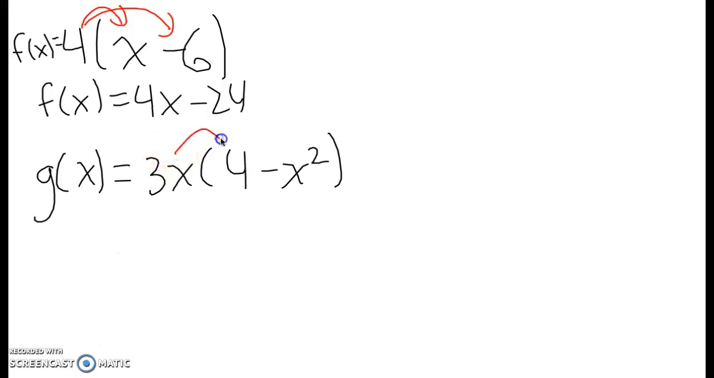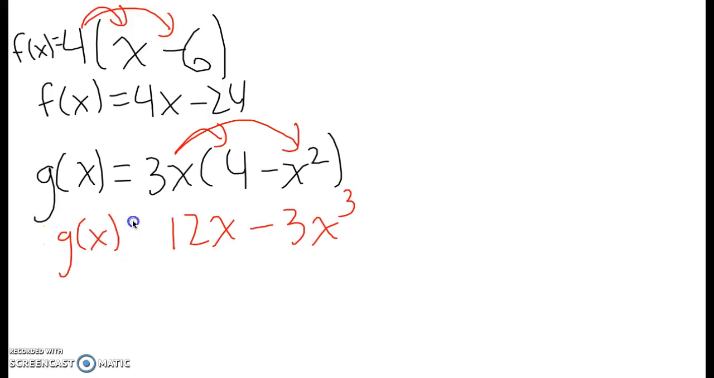I'm going to take my 3x times the 4, giving me a 12x. And then I'm going to take the 3x times my negative x squared. Very important to remember the negative sign. This gives me negative 3x cubed. So my g of x function could also be written this way.